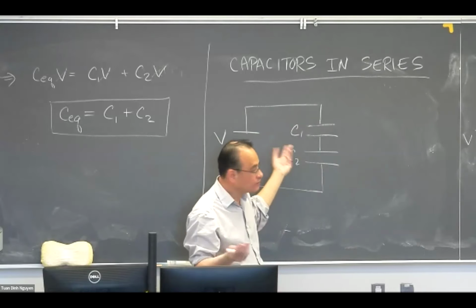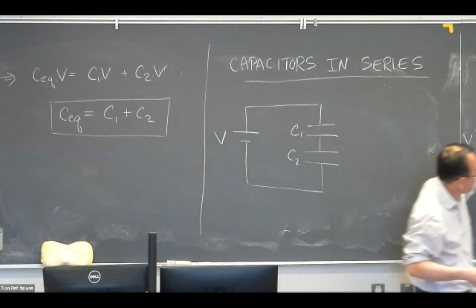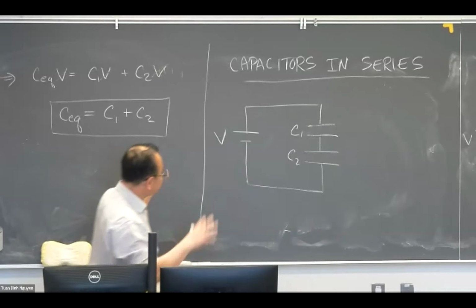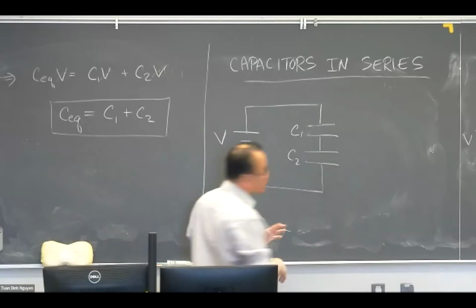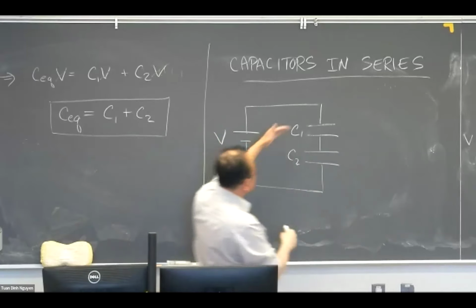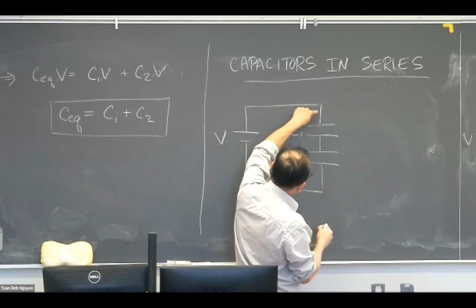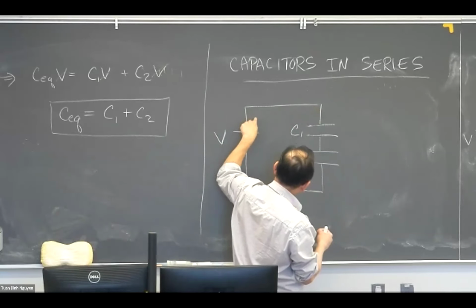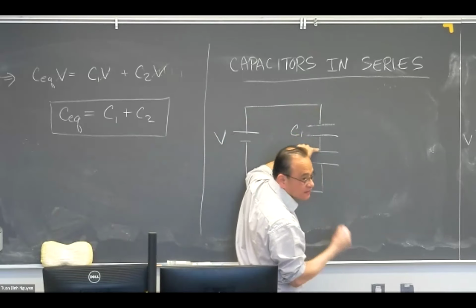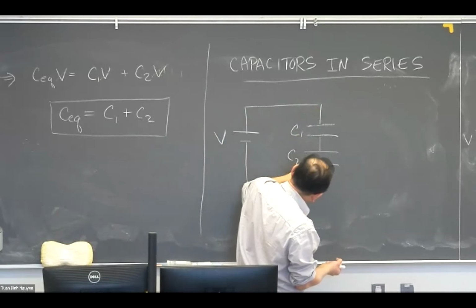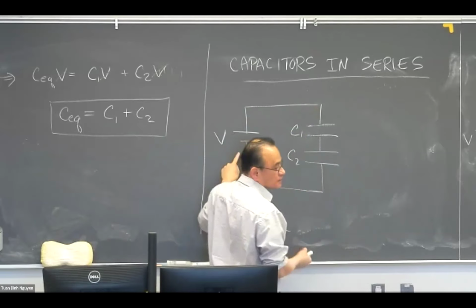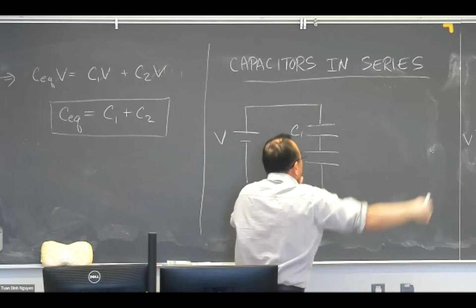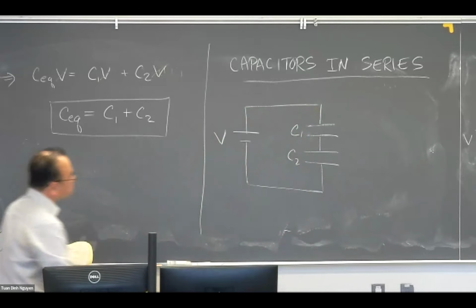C2 dies as well. Whereas in the parallel case, if I remove any one of them, the other one's still okay. So I don't know if you're having difficulty seeing this, but in series technically means back to back. So this is connected to the battery. The other end is connected to the other capacitor. And then the other end of the second capacitor is connected to the battery. So that's in series. It's like a chain going along, like a train.